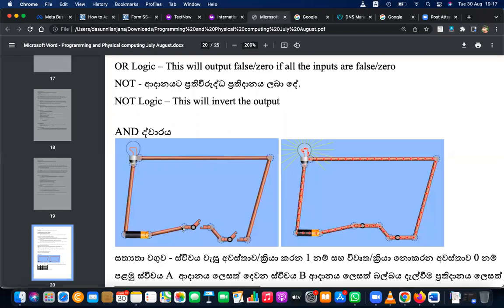If all switches are working, the bulb is working. In this case, if both switches are working, the bulb is working, right? If both are working, the bulb is working. If all are working, the bulb is working. Otherwise, the bulb will not.